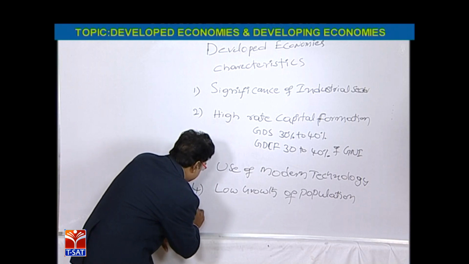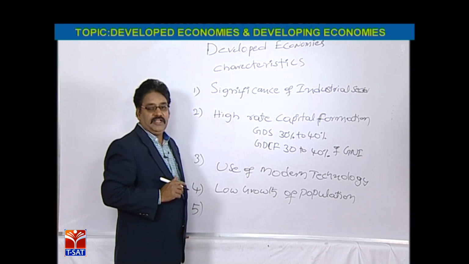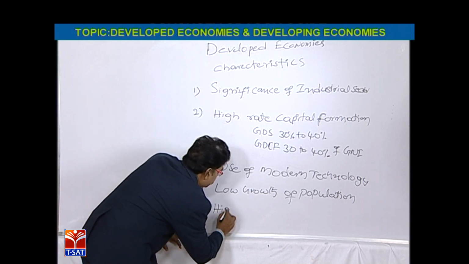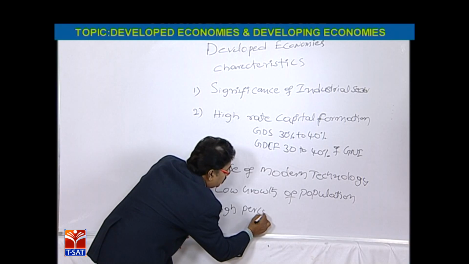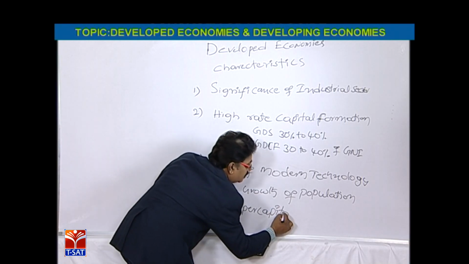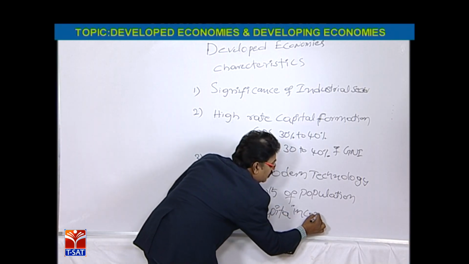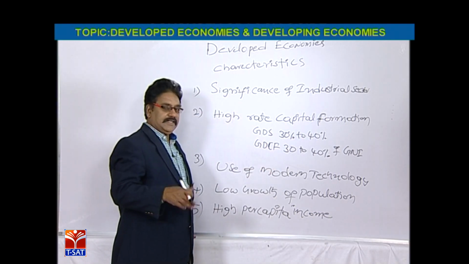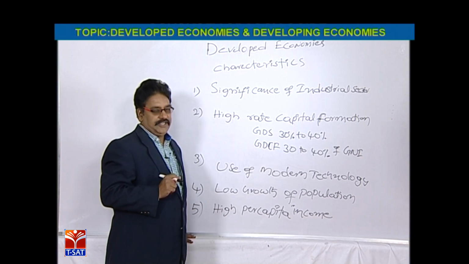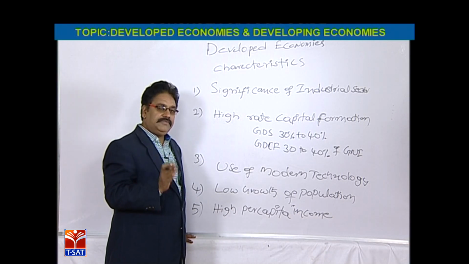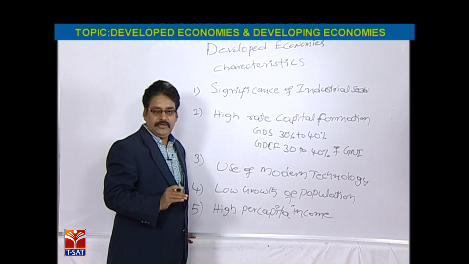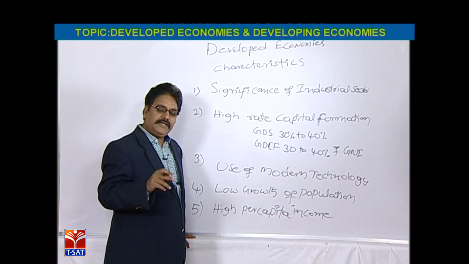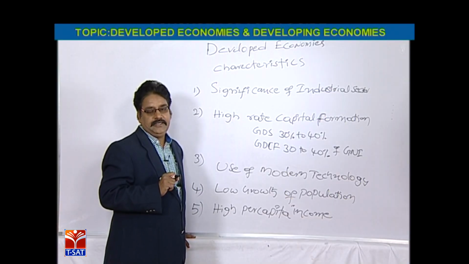The last characteristic we observe in a developed economy is high per capita income. Year by year they increase the national output at a faster growth rate, and at the same time the population growth rate is very low. Automatically it reflects on per capita income. Per capita income increases rapidly in those countries.